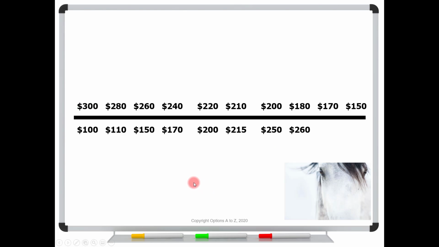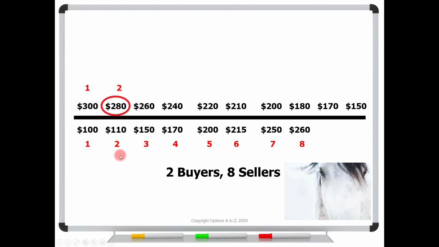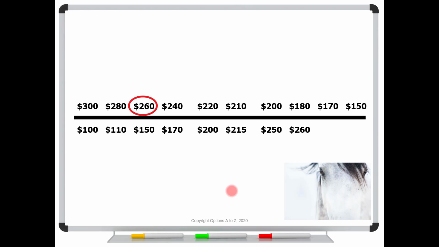So what if the auctioneer says, well, what about a price of 280? Now we've got 2 buyers: the guy who's willing to pay 300, obviously he'd be willing to pay 280, and the guy who's willing to pay 280. This guy's not willing to buy, he's only willing to pay 260. So we've got 2 buyers, and we still have 8 sellers. Far more sellers than buyers. Market's not in balance yet. So the auctioneer says, well, what about a price of 260? Now we've got 3 buyers, and we have 8 sellers. Still not in balance. Auctioneer says, what about 240?